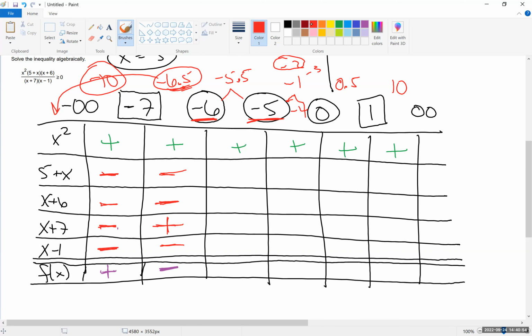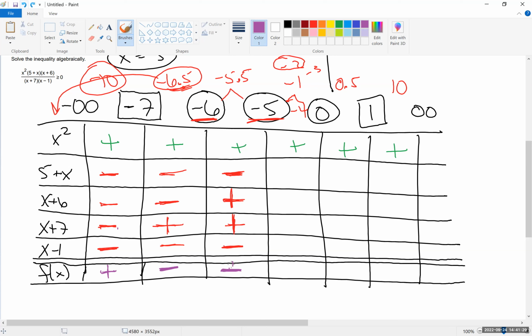All right, let's go on to the next one. -5.5. -5.5 plus 5 is -1/2, negative. -5.5 plus 6 is +1/2. -5.5 plus 7, that's +1.5. -5.5 minus 1 is -6.5. And here we get a negative times a negative. 2 negatives make a positive, right? 2 negatives make a positive.